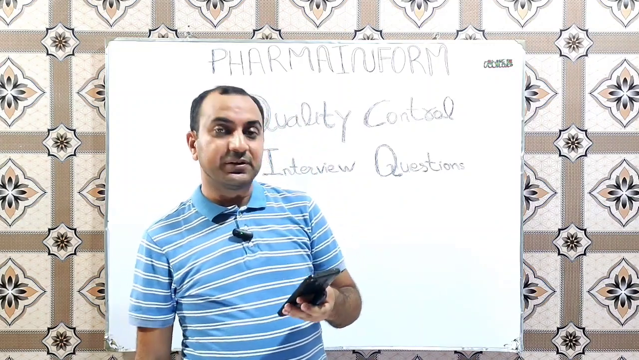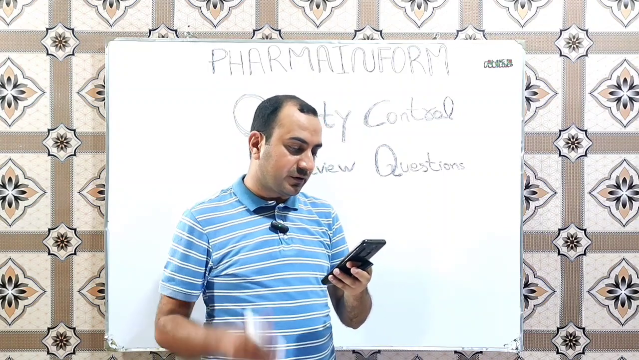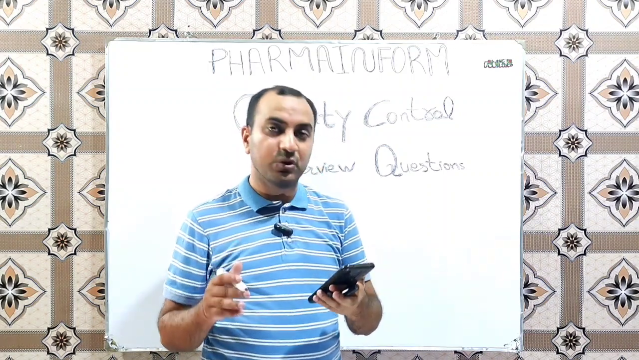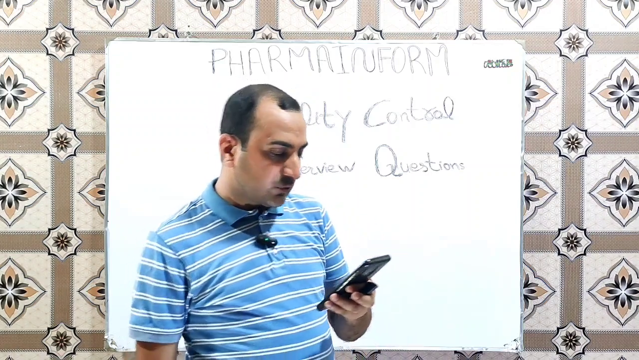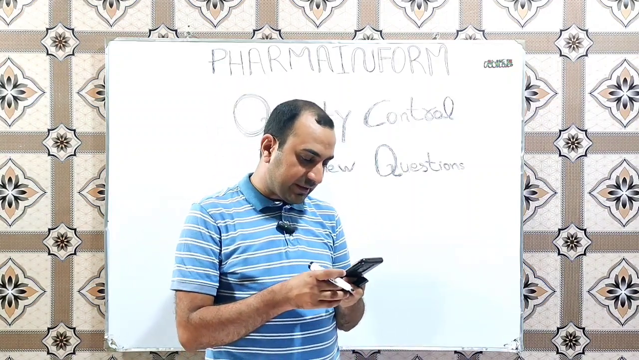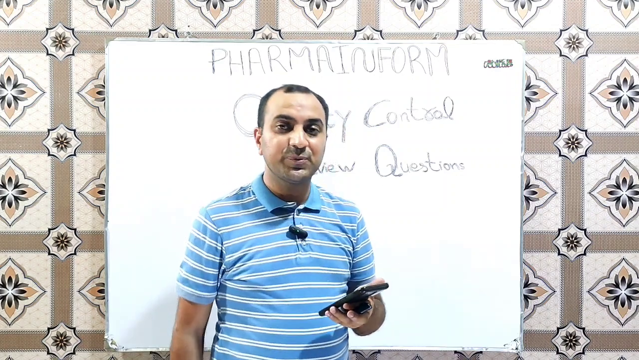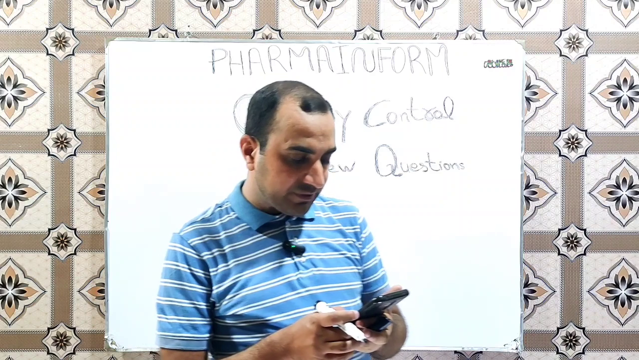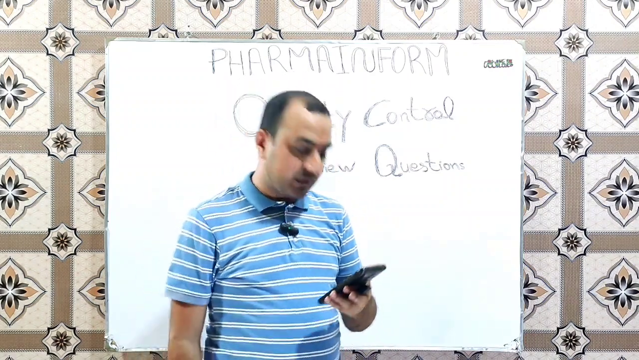Polarimeter interview questions. What is polarimeter? Polarimeter is an instrument that is used in quality control lab to measure the polarization of light for finding the effect of substance on rotating the plane of polarization of light. Which chapter of USP deals with polarimeter? Chapter 781.